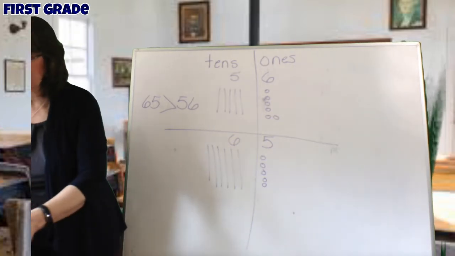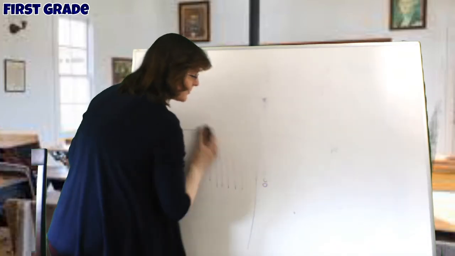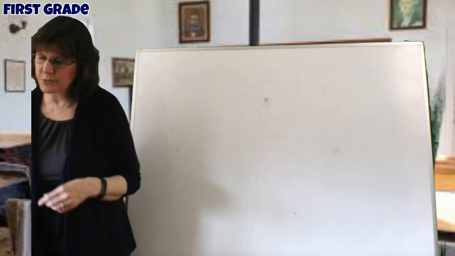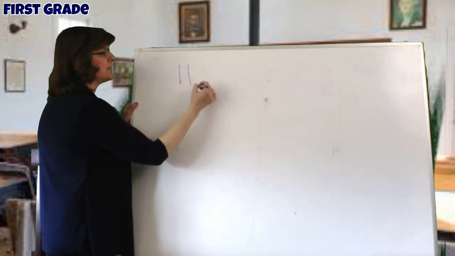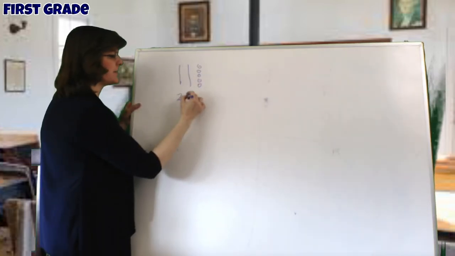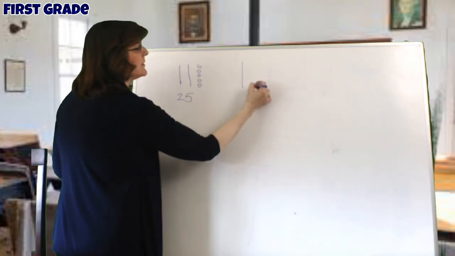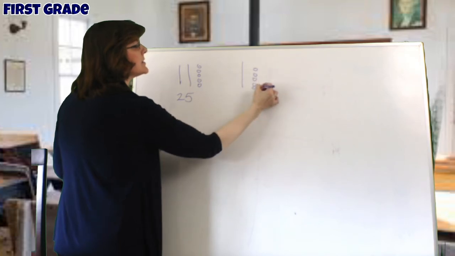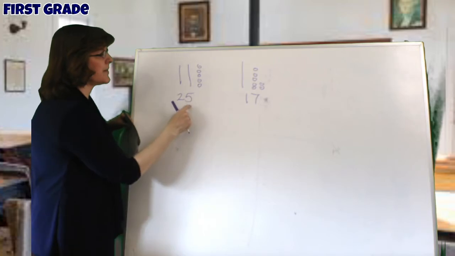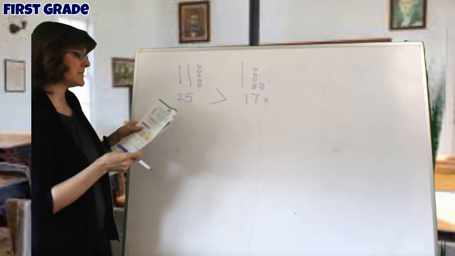If you move on to the next page, at the top they show you some examples of numbers that are greater than other numbers. At the top they show you a set of 2 sticks and 5 ones. And they have the number 25 here. And on the other side, we have 17, 1 stick and 7 ones. And we know that 25, look, there are more sticks here, is going to be greater than the 17.